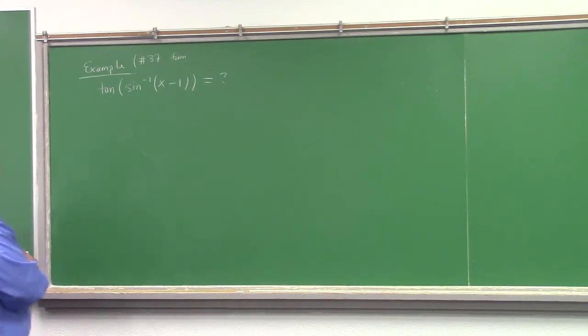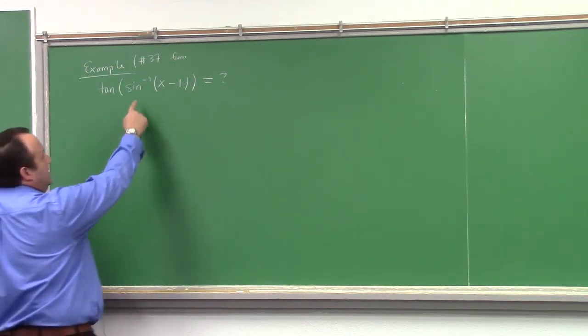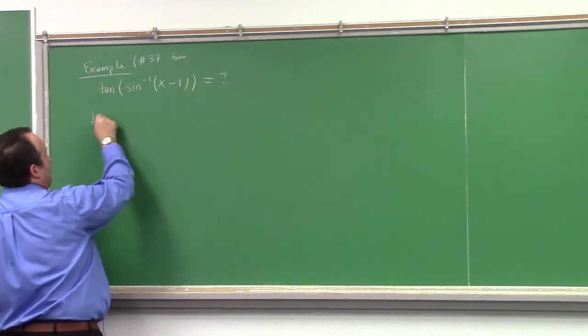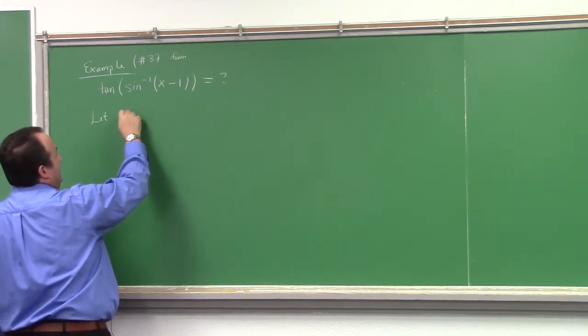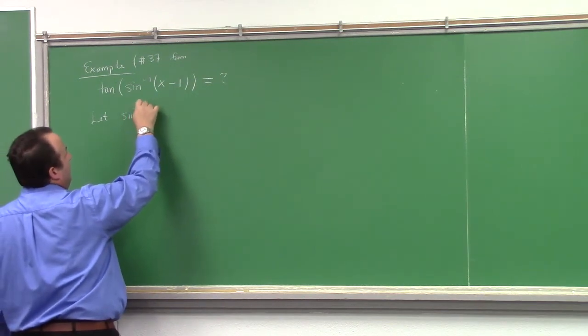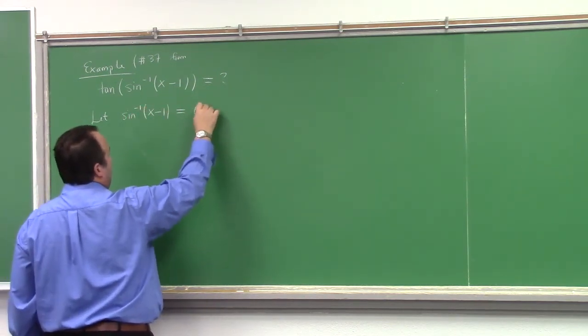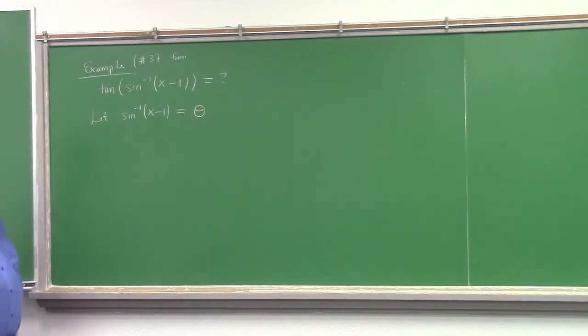So the question is, what is that, right? The approach I take to problems like this is to say, okay, inverse sine of this is some angle. So let's let inverse sine of x minus 1 equal theta. I'm just giving a name to the angle that we're trying to analyze, because that's going to be a useful crutch for us to work through it.